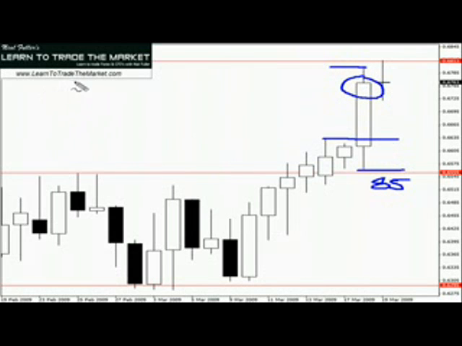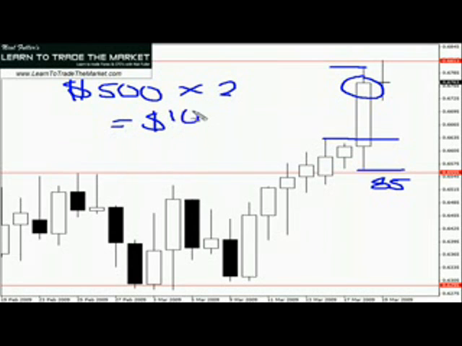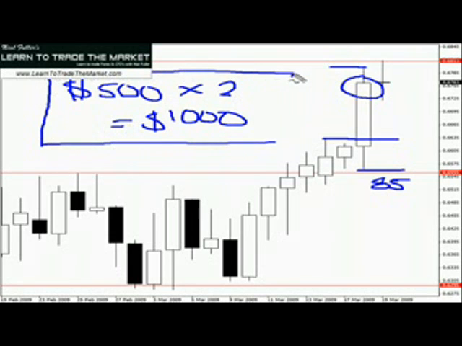Now just to give an example, if we were to risk say $500, a risk reward of 2-to-1, it's quite simple to work it out. That is $1,000 profit. And obviously I'm not trying to insult anyone's intelligence there, but some people don't quite understand when we talk in terms of pips. If we talk in terms of dollars, it's a little bit clearer.